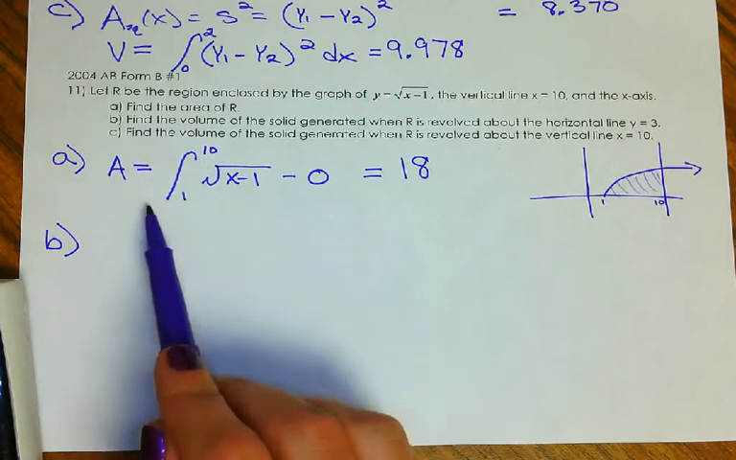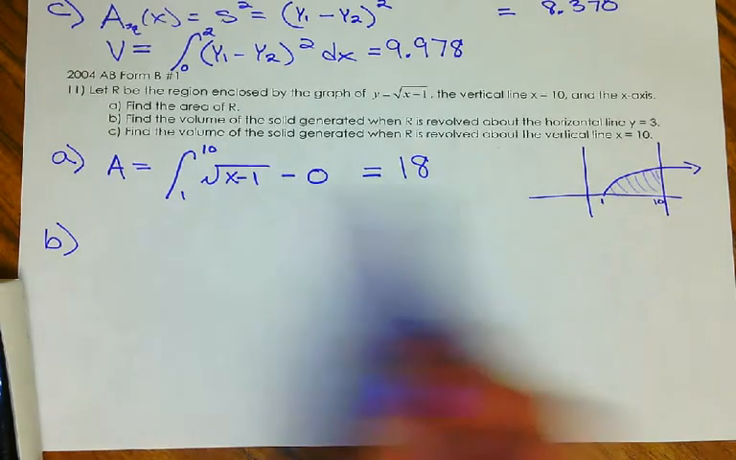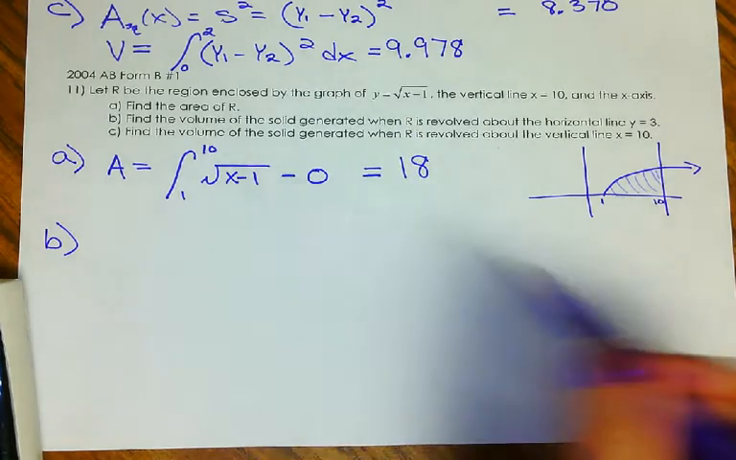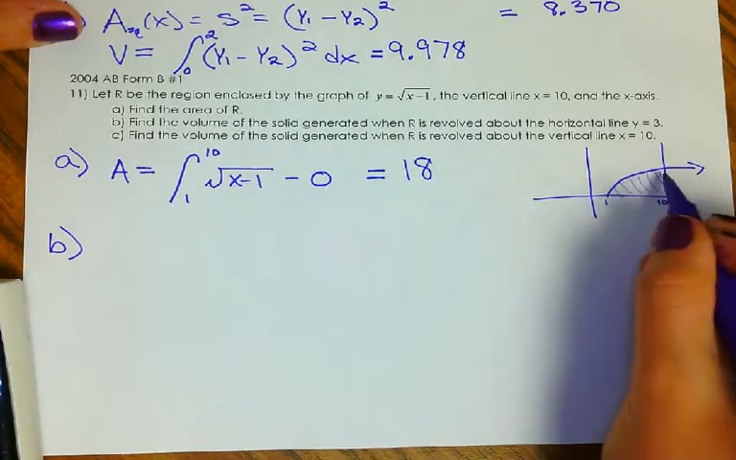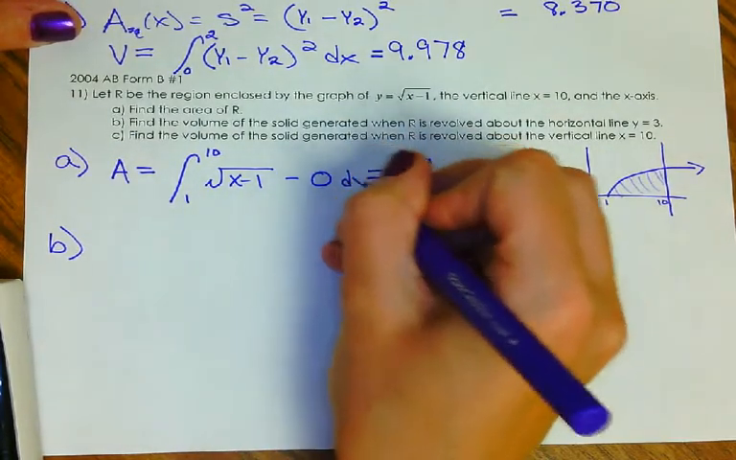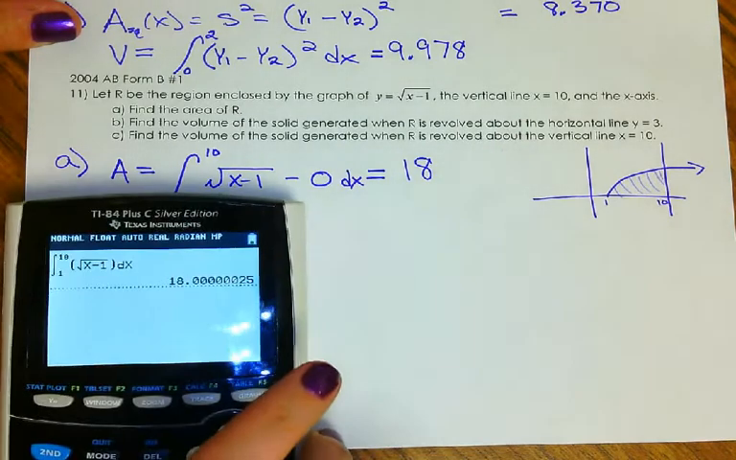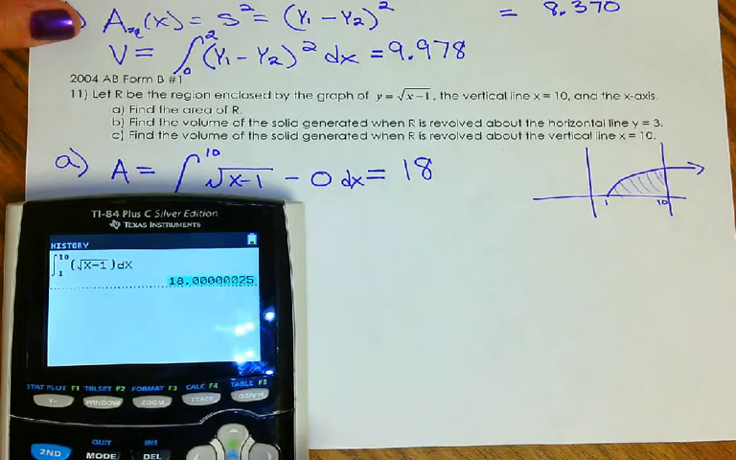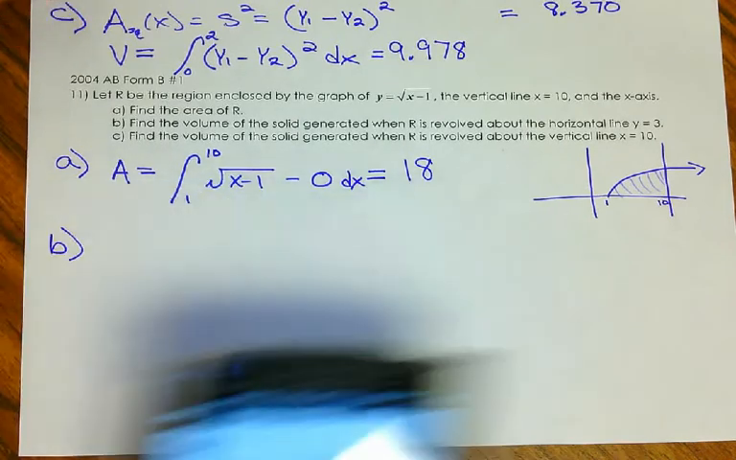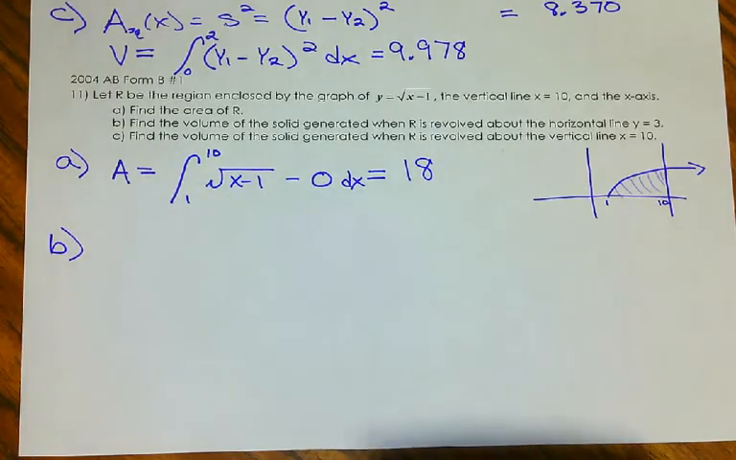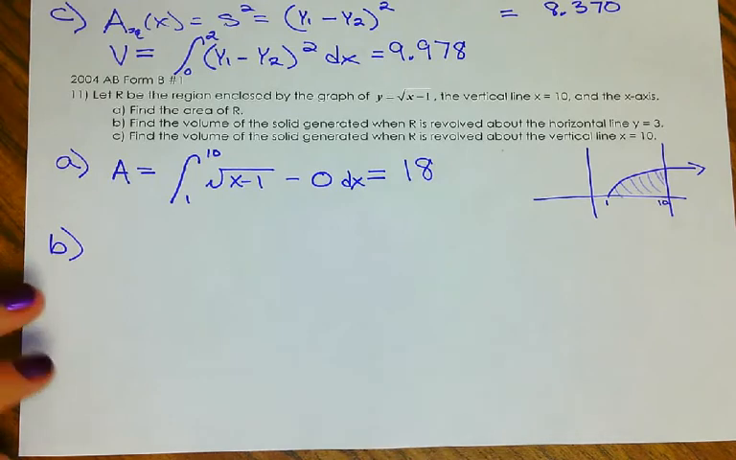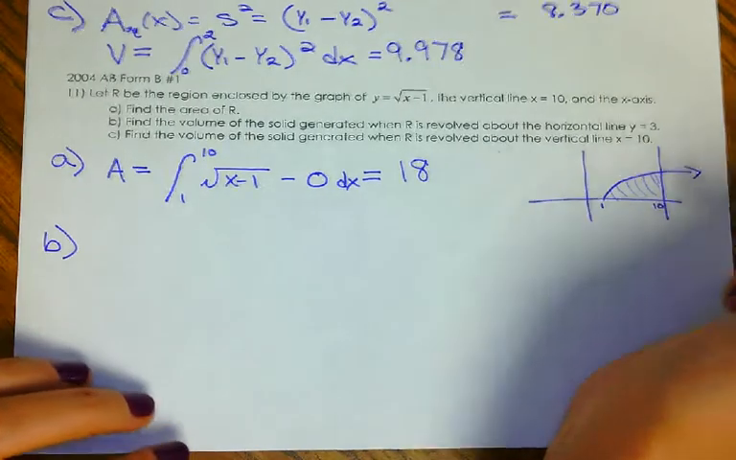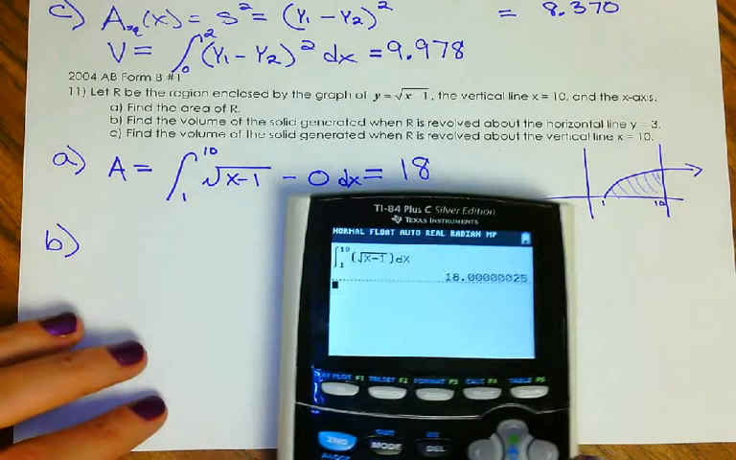The area, so remember area is the integral from left to right, so that's from 1 to 10. And then it's going to be top minus bottom, and that's a dx. And you could put that right into your calculator for math 9, and we got an answer of 18 there. Okay, so then next up, for the volume, it says that we are now going to spin this around the horizontal line y equals 3.